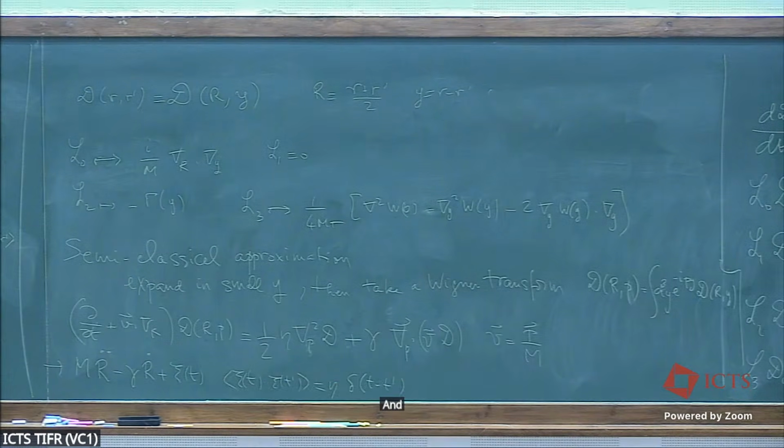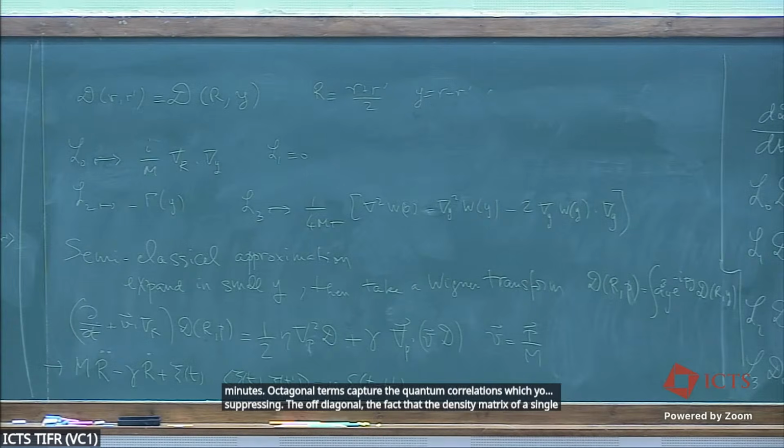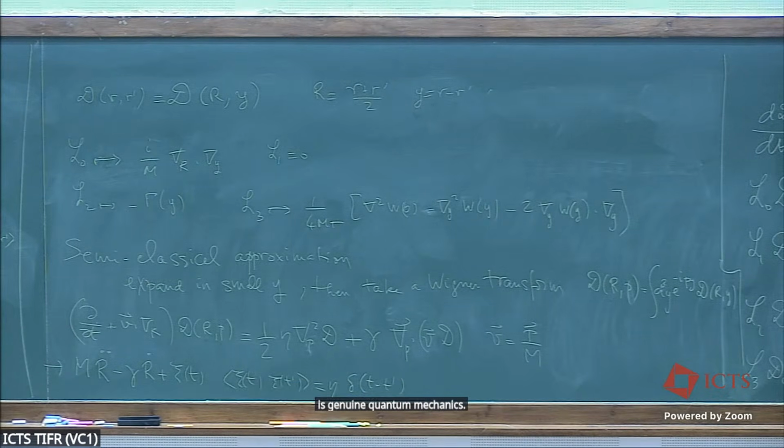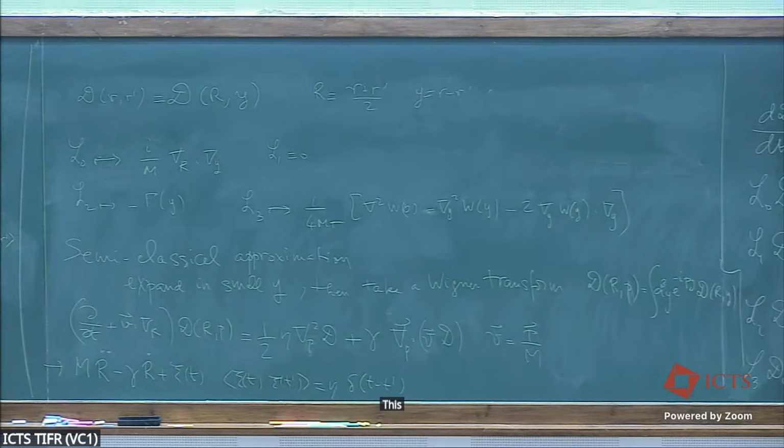And I will show you now. I can switch to slides here for the last 15 minutes. Off-diagonal terms capture the quantum correlations which you are suppressing. The fact that the density matrix of a single heavy quark is non-diagonal is genuine quantum mechanics. It includes the phases of the wave function and its complex conjugate, right? Now, this is the part which we treat as a semi-classical approximation, right?